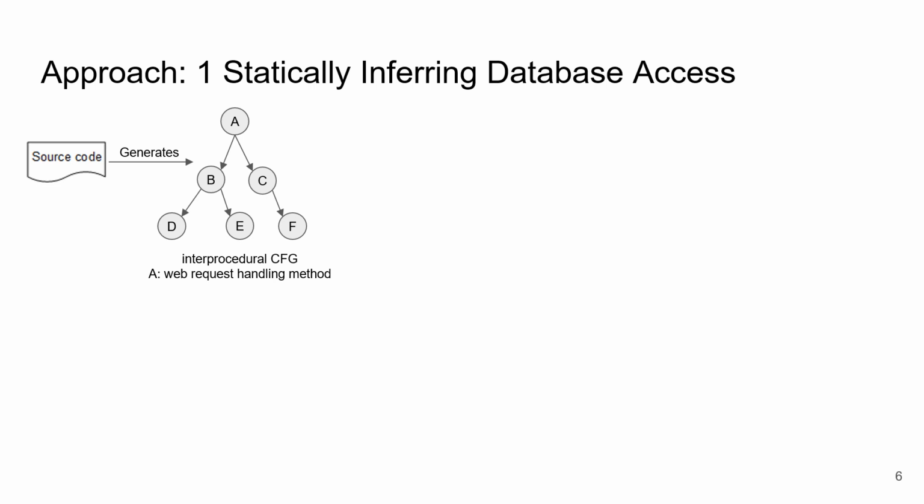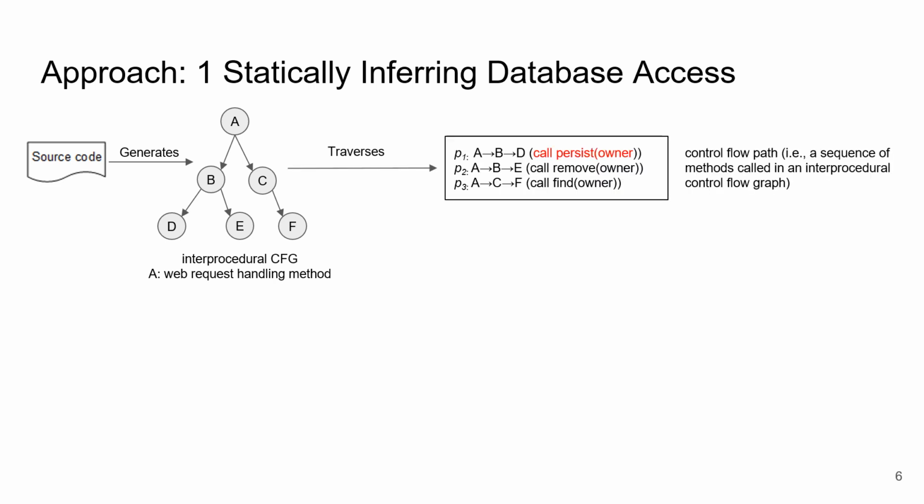In the first part, the approach statically infers control flow paths with database access. Given the source code, it statically analyzes the source code to generate the control flow graphs. Specifically, the control flow graph is a directed graph, where the nodes represent the basic blocks and the edges connecting the nodes represent the transfer of control. The entry point of the control flow graph is a web request handling method. Then it traverses the graphs and generates three control flow paths, path 1, path 2, and path 3.